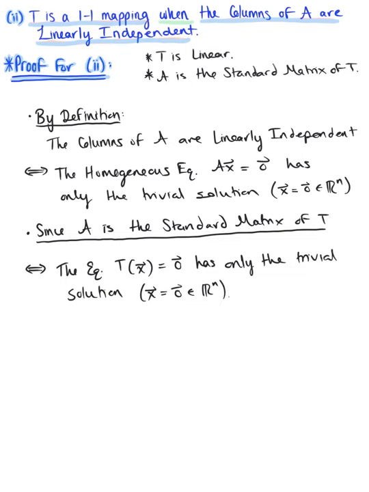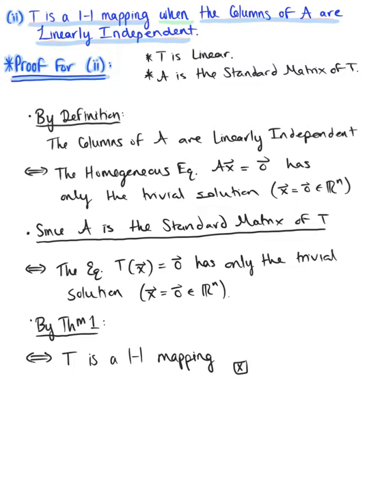Now, if the equation defined as the image of vector x under the action of T equals the zero vector has only the trivial solution, then by theorem number one related to onto and one-to-one mappings, this is logically equivalent to saying that T is a one-to-one mapping. We did it! Woohoo! So we have verified both directions here by looking at these logically equivalent statements.